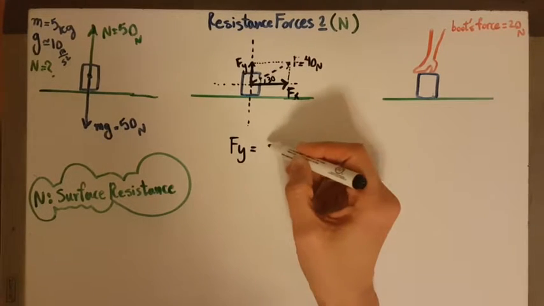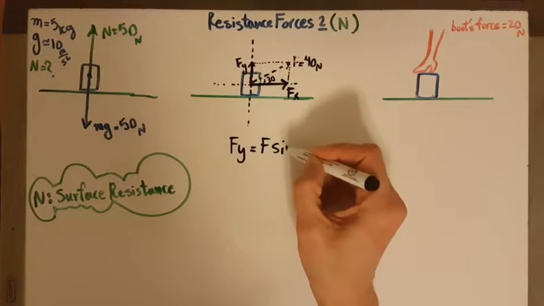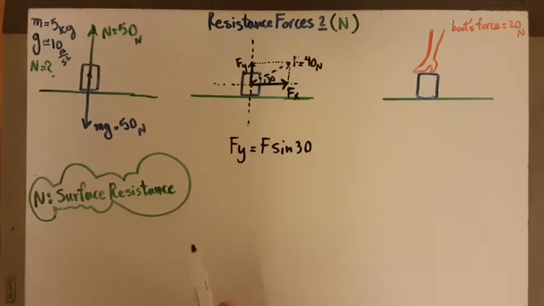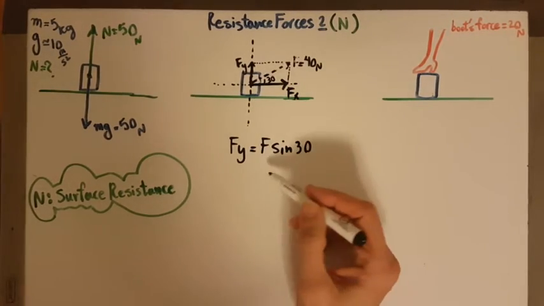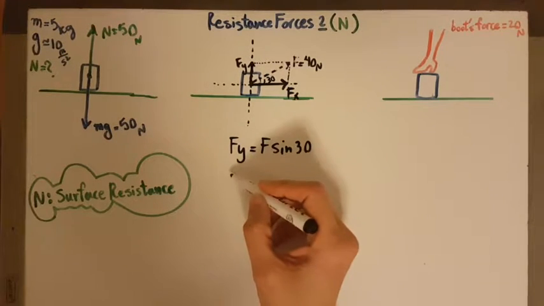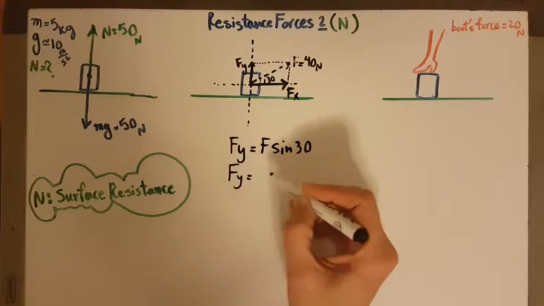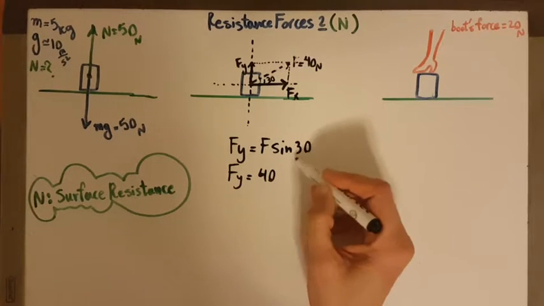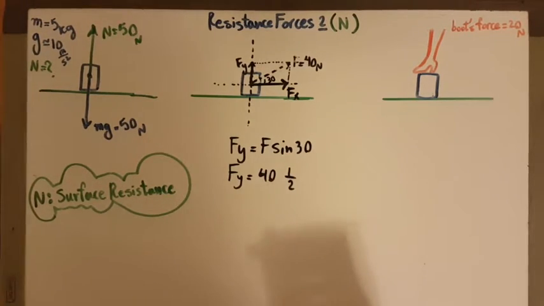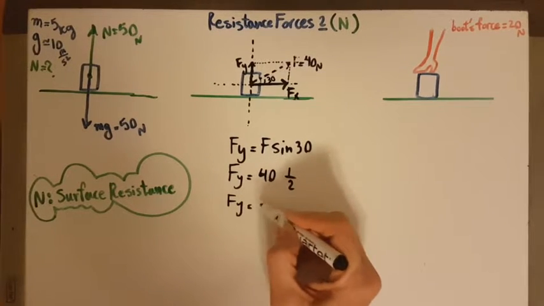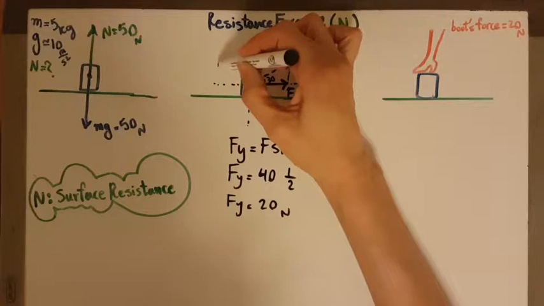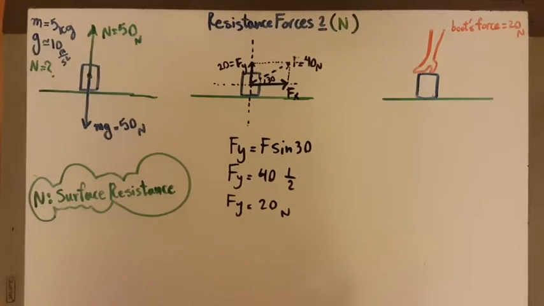We know that Fy equals F sine 30. We have learned this formula in the previous videos, and it's very easy for us. Actually, Fy equals 40, which is F, times sine of 30, which is half. We know that, right? So the Fy is easily found, it is 20 newtons.